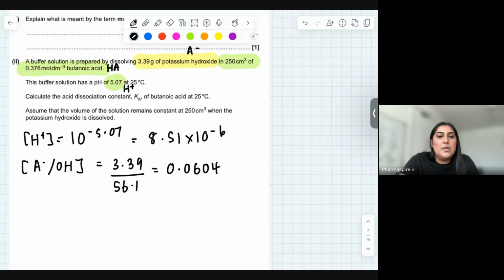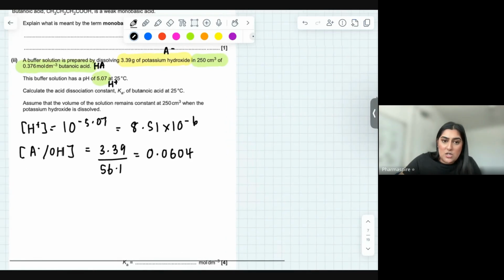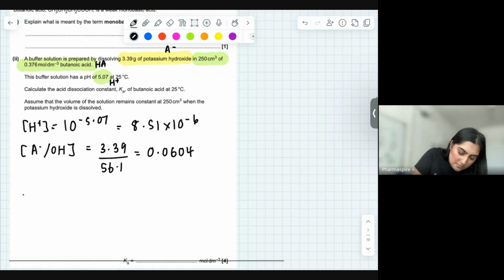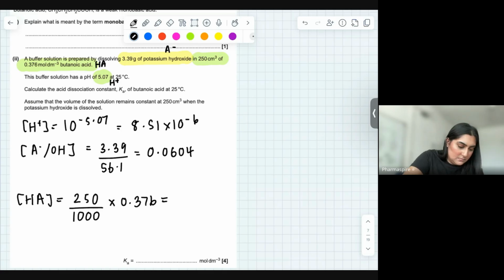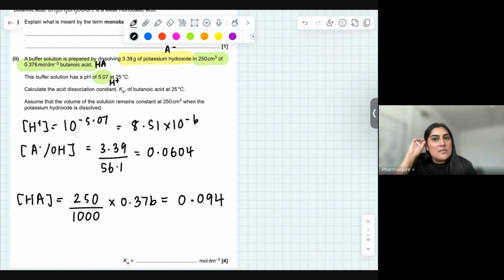Everyone happy with that so far? Easy peasy, cool. Okay, so now we've got the HA. So with HA, I'm going to do concentration times volume to get my moles. 0.094.